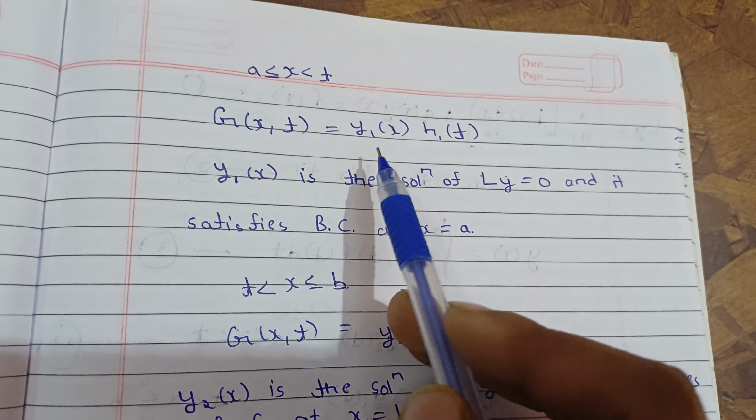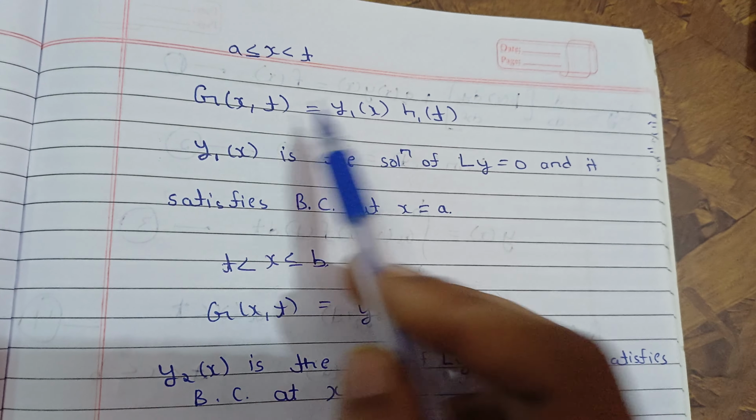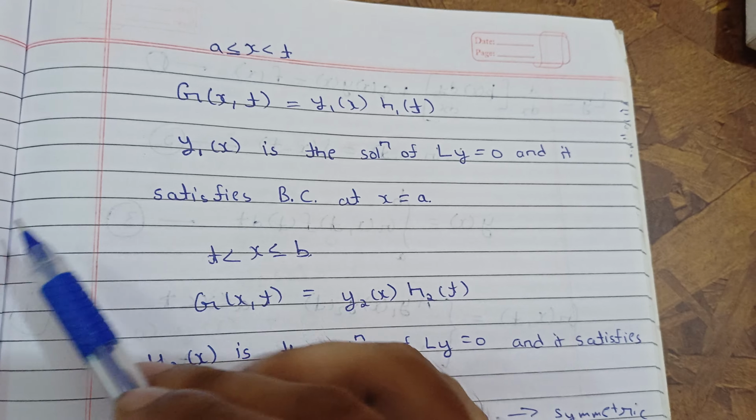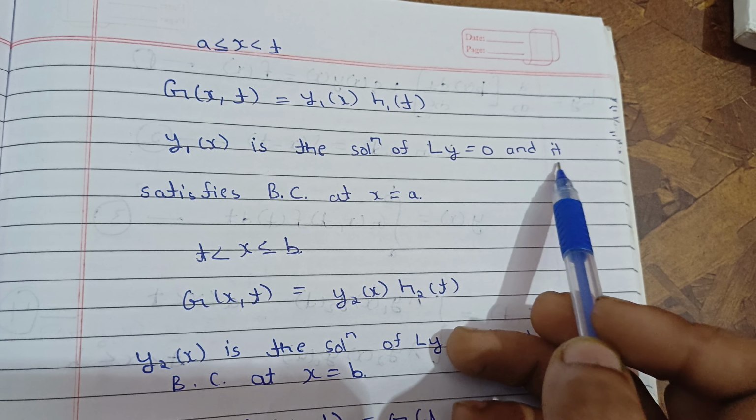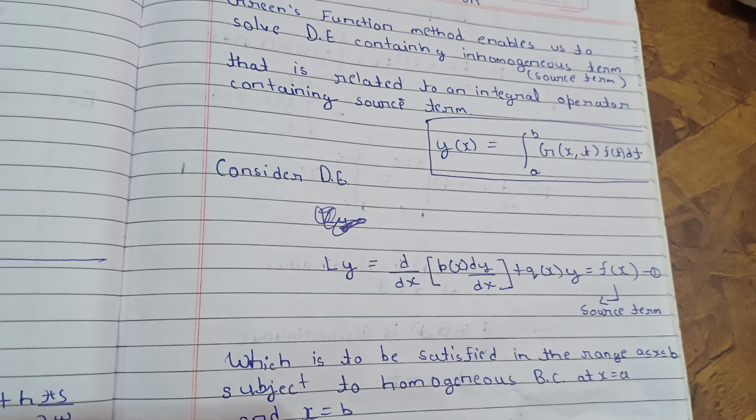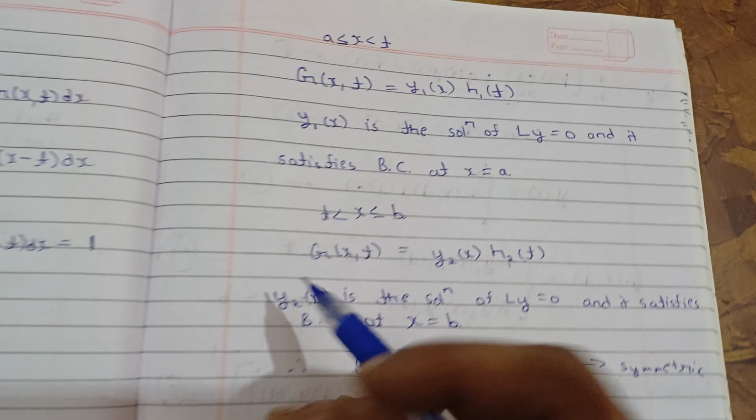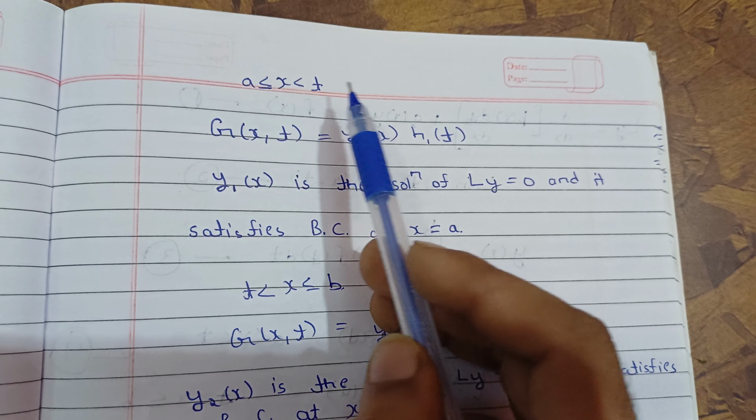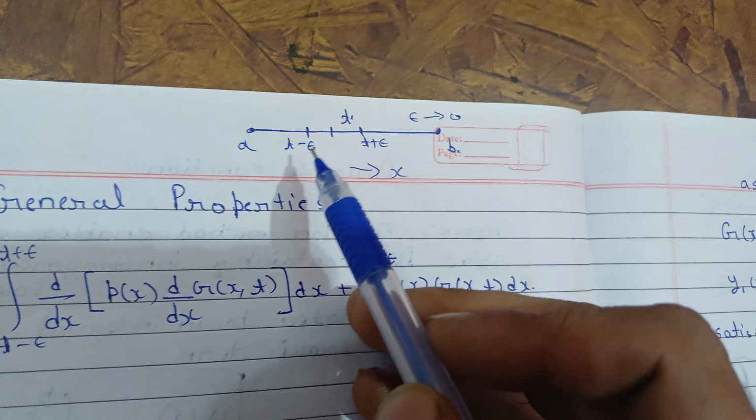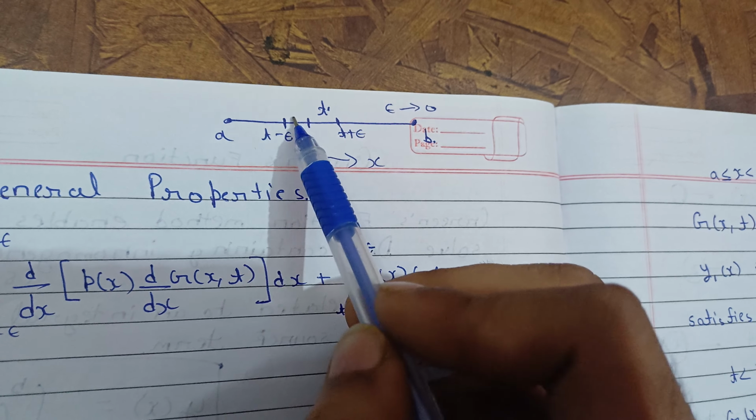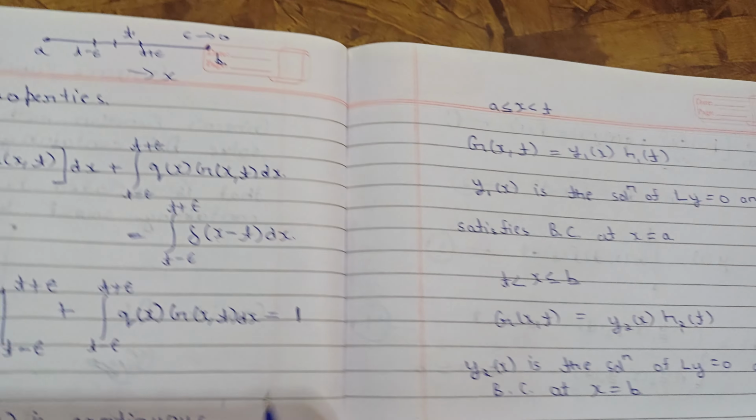So G(x,t) can be written as y1(x) h1(t), because this is a function of x and t. Here y1(x) we find from the homogeneous equation, the solution of Ly = 0, meaning we put Ly equal to 0. Then you get your y1(x), and that must satisfy the boundary condition at x = a. We are defining the function first between a and t, then from t to b. So from a to t you get only y1(x), and for t to b you get y2(x).